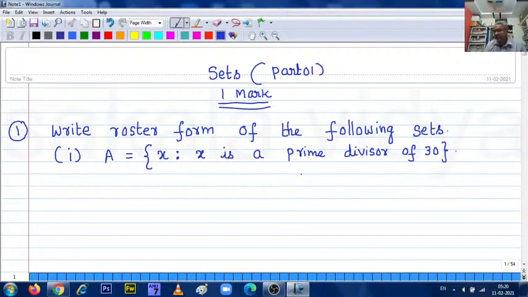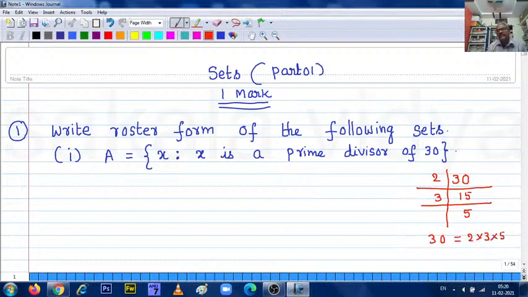This is called set builder form. Set builder form we need to change into the roster form. First you take 30. Let us find the prime factorization. In the first chapter we have done: 2 15s, next 3 5s. 30 equals 2 into 3 into 5. 2 is a prime number, 3 is a prime number, 5 is a prime number. So the prime divisors of 30 are 2 comma 3 comma 5. List out.